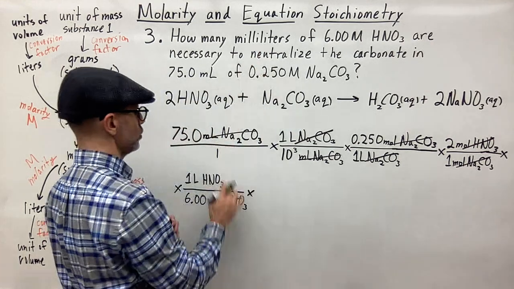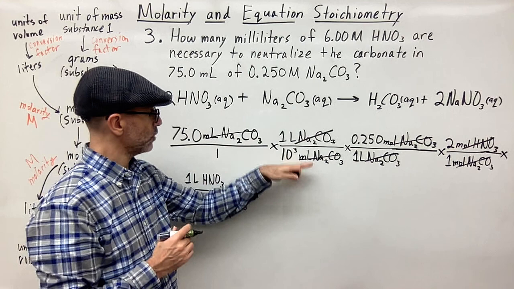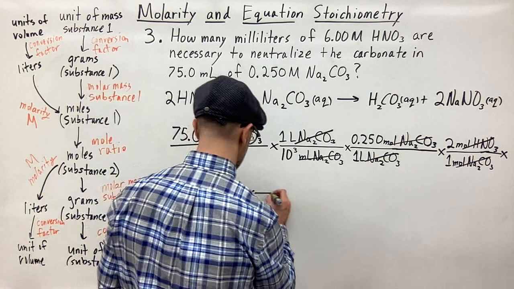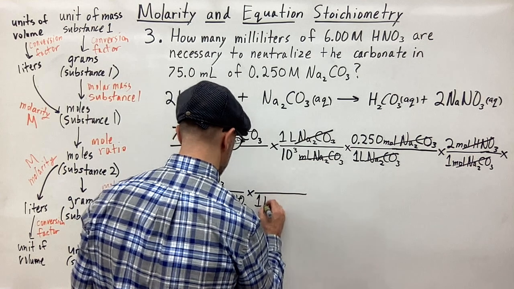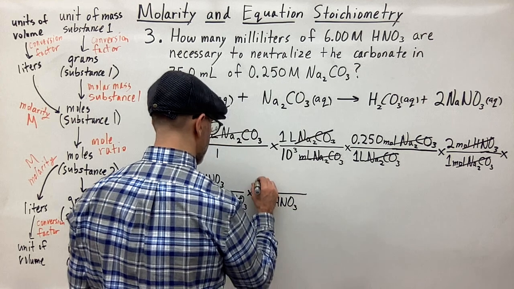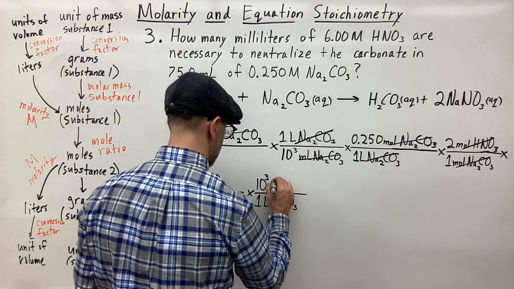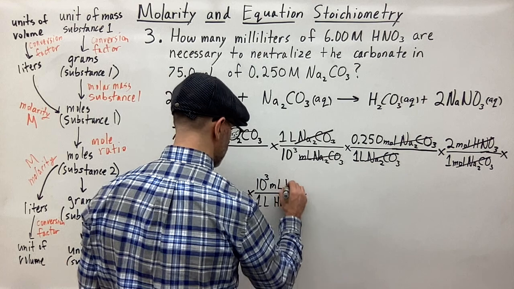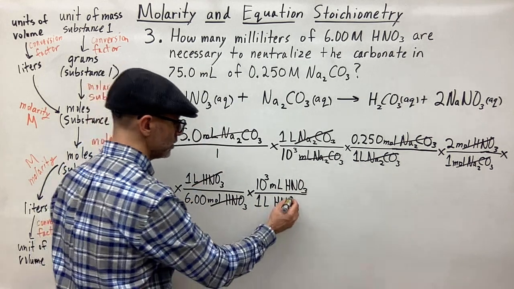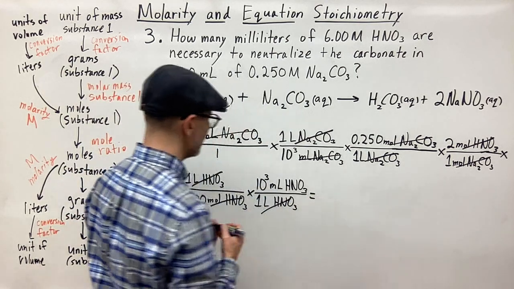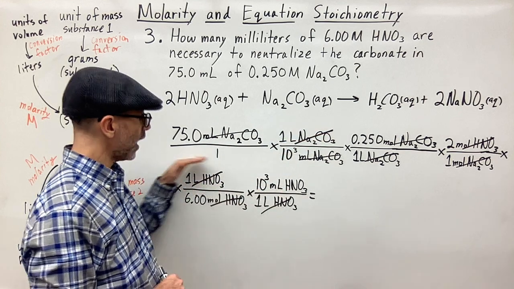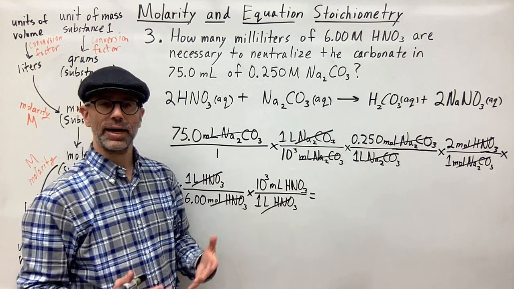I want milliliters, so now I'm going to use the same relationship. 1 liter is equal to 1,000 milliliters. So this time 1 liter goes on the bottom, 1 liter of HNO3 solution, and 10 to the third, or 1,000 milliliters of HNO3 solution on top. So liters cancels out. I am all done. So now all I need to do is multiply across the top, divide by everything on the bottom, and I get my answer.